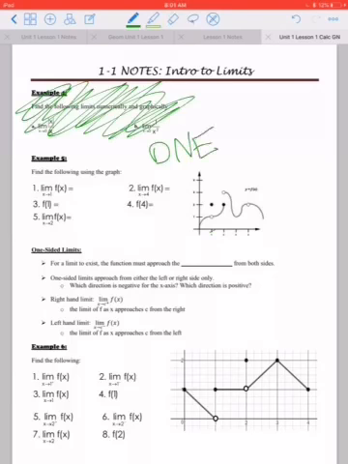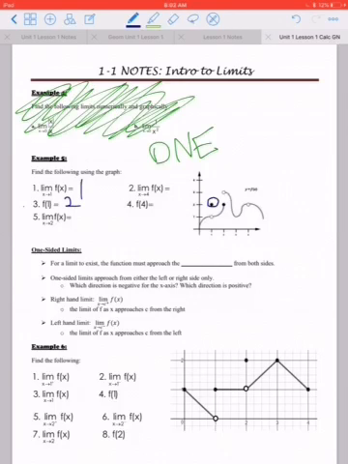Okay, let's look at example 5. So for number 1, the limit of f of x as x approaches 1 is right here. From what we talked about on the previous page, you should see that that value is 1. Let's talk about number 3 first, since it's the same idea. At f of 1, what is the value? It's different than the limit. F of 1, the value is 2.